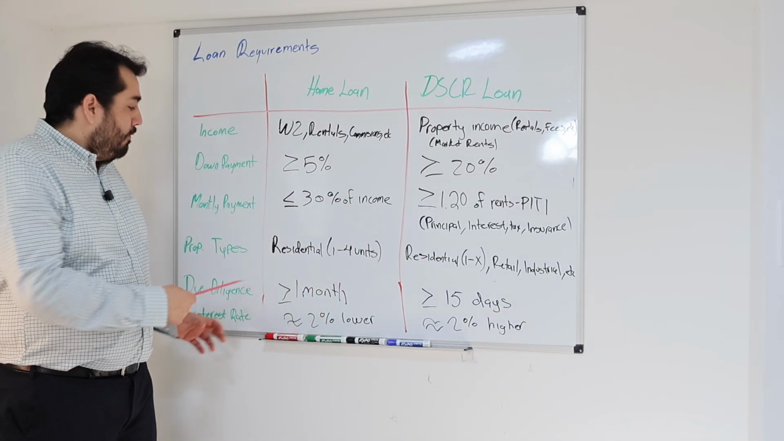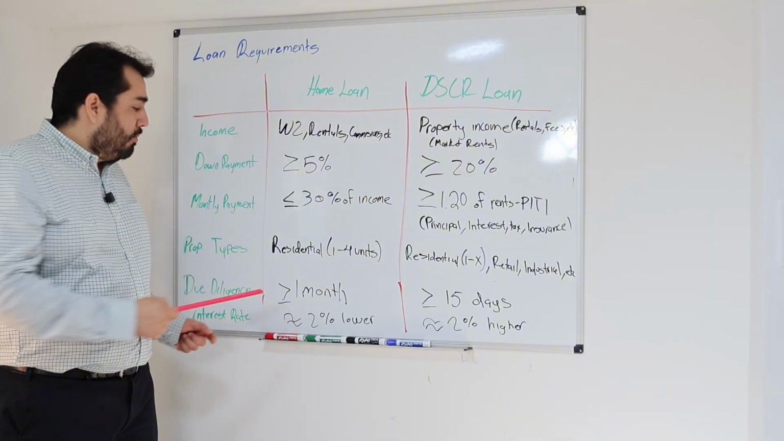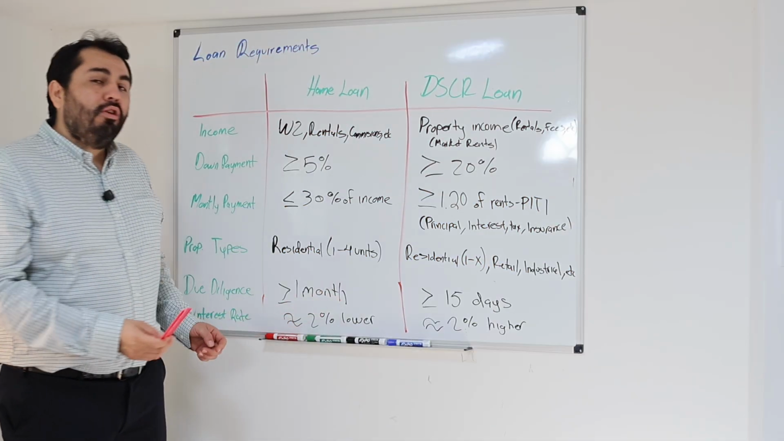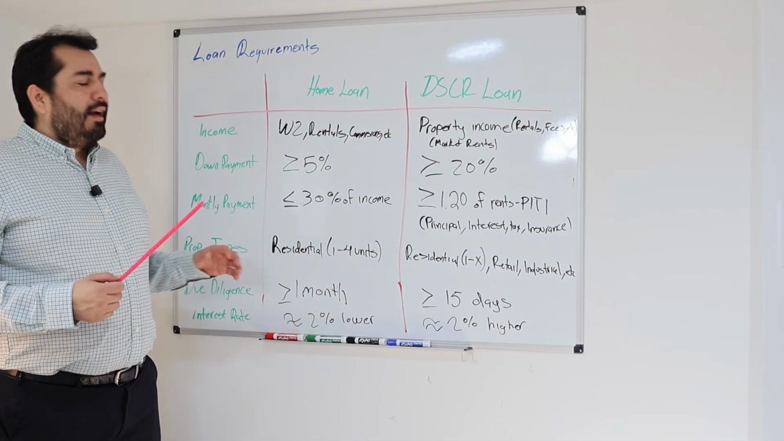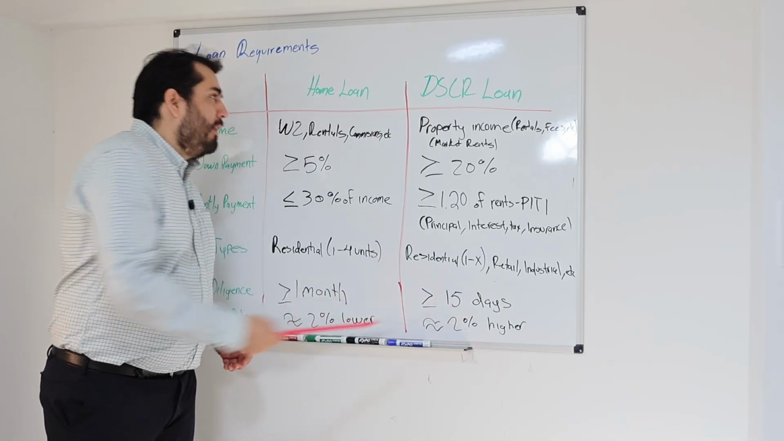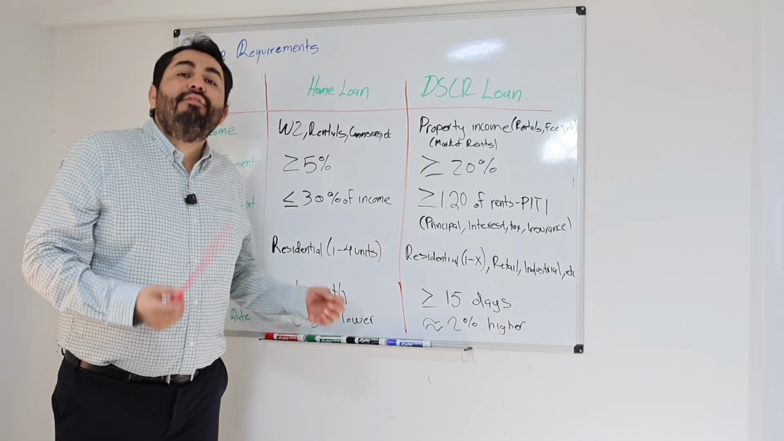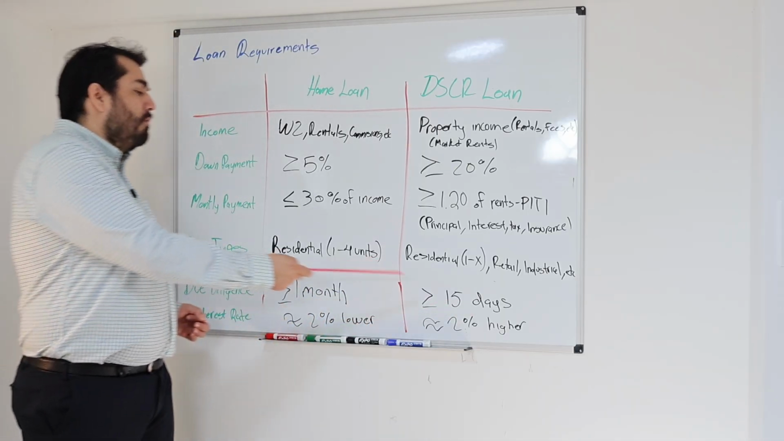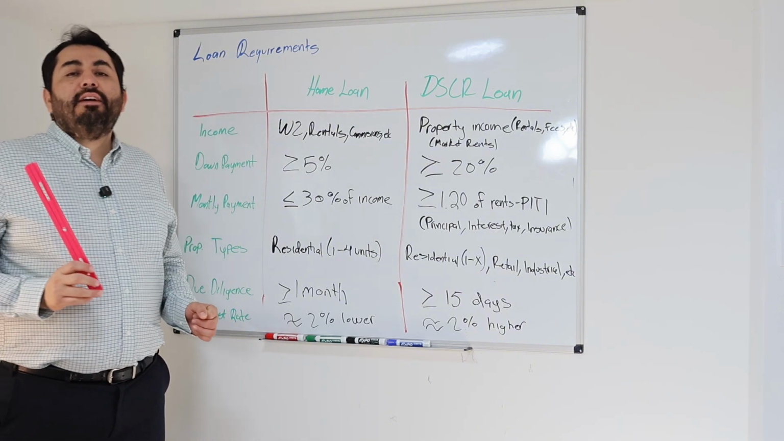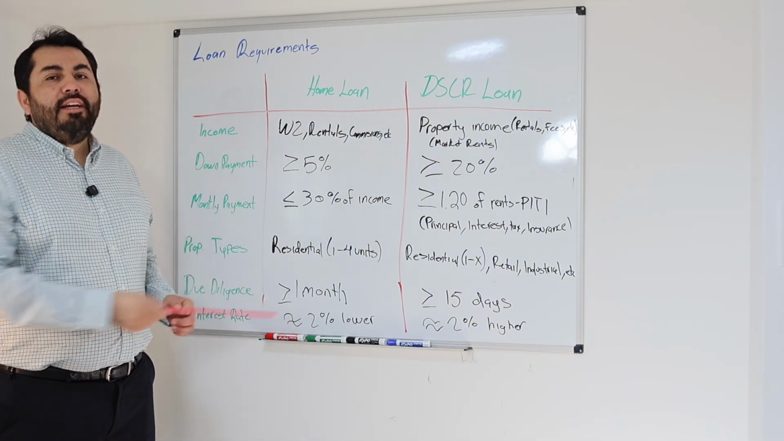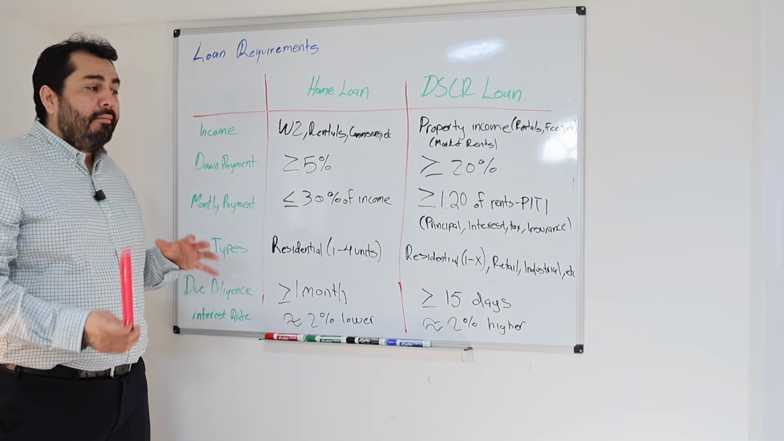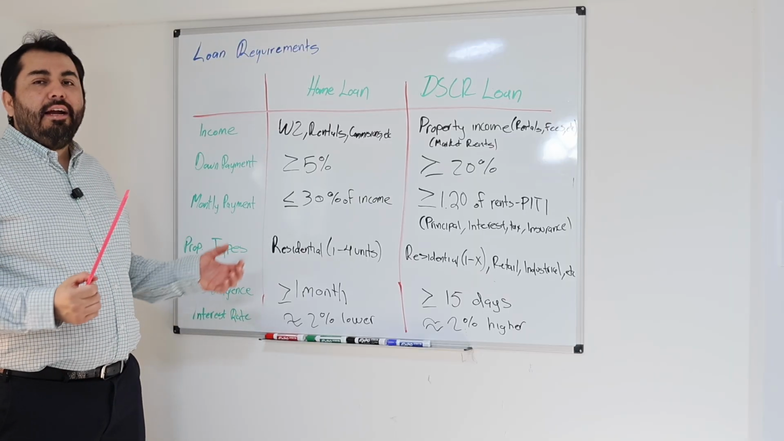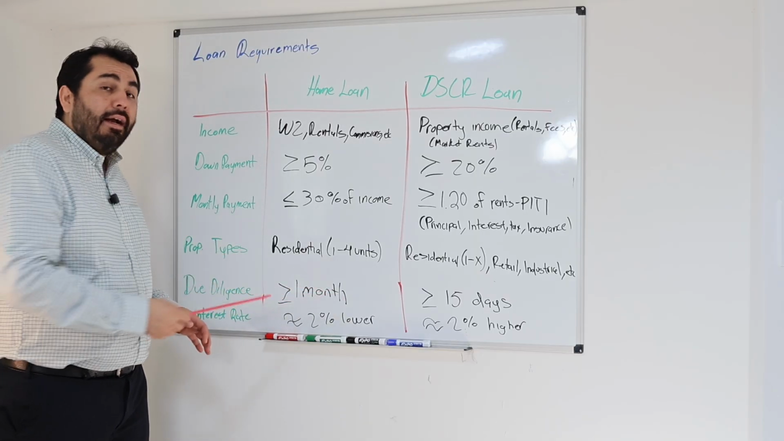The timeline for the due diligence to resolve the loan, usually for the home loan it will be 1 month or more, and for the DSCR loan at least 15 days. So the DSCR loan will usually be a little bit faster, because they are private lenders and they don't have processes as hard as the banks.